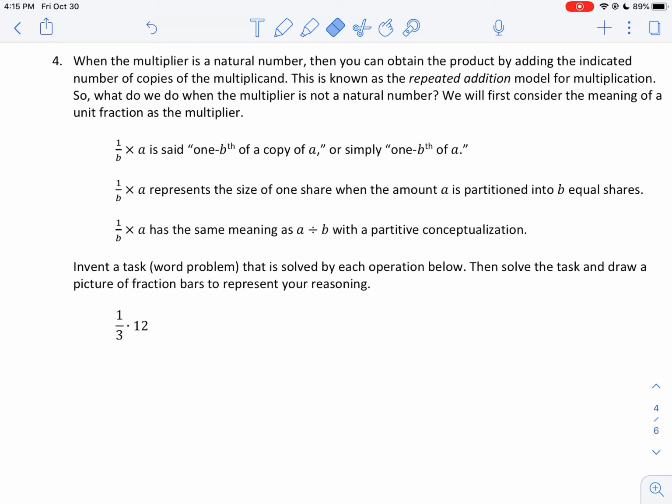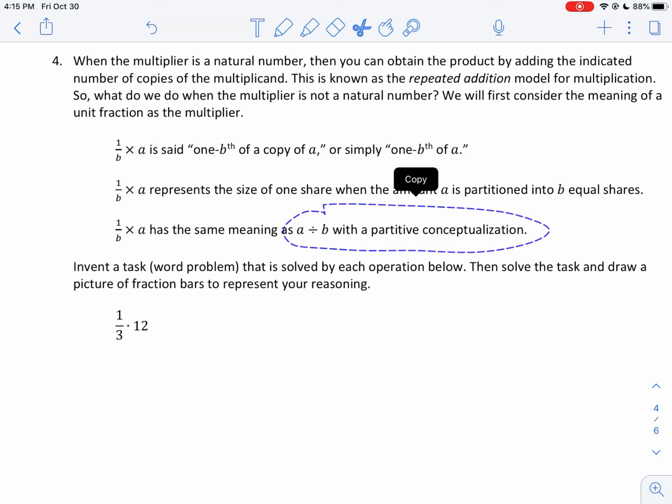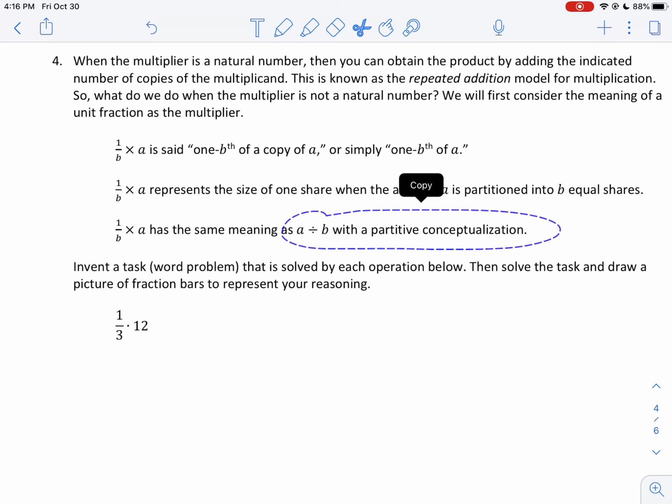In other words, 1/Bth times A has the exact same meaning as A divided by B with a partitive conceptualization. Because when you say A divided by B with partitive, you're saying B copies of what amount make A? That's the same thing as taking A and breaking it into B parts, what's the size of one share? Because B copies of that would make A. That's why it's called the sharing notion for division, because it's breaking A into B equal parts, like sharing A between B children. And when you see this multiplication, 1 over B times A, 1/Bth of A, that has the exact same meaning. You need to think of them the same. It's the same thing as A divided by B with a partitive conceptualization.